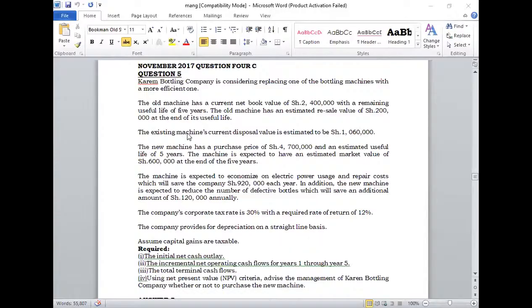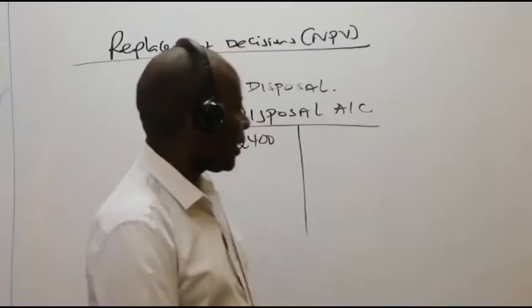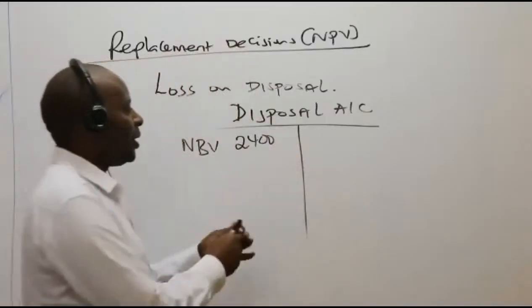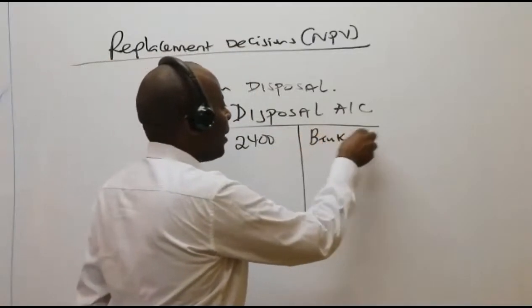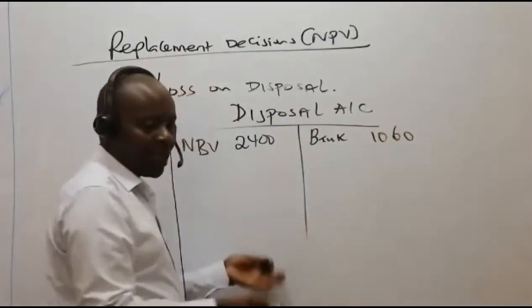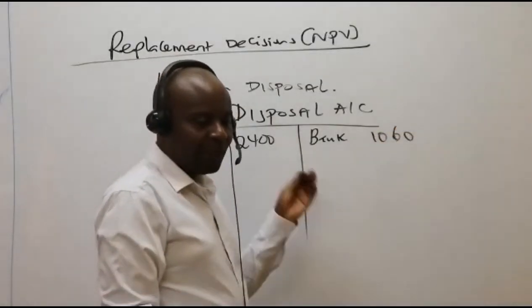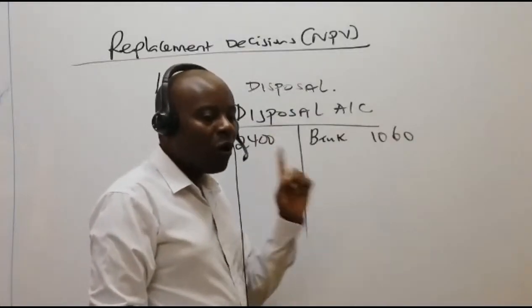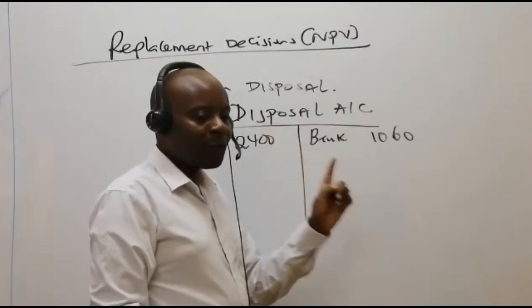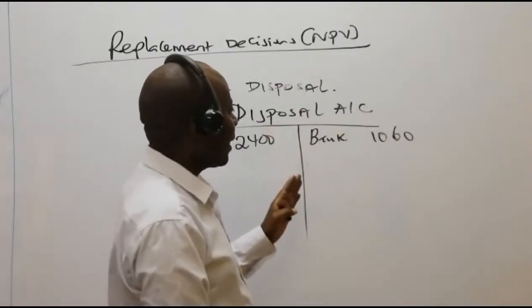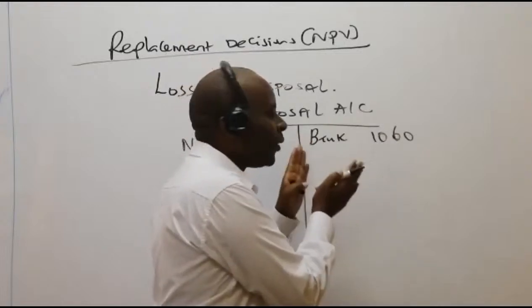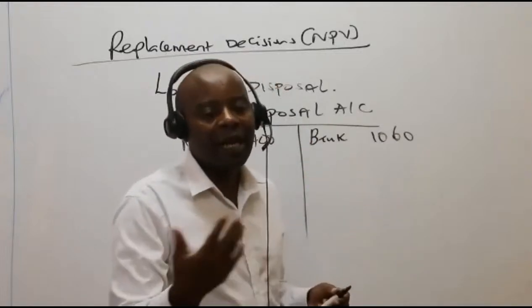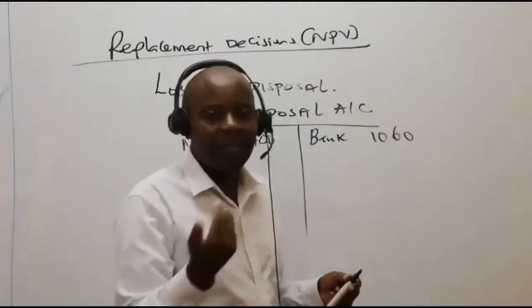ladies and gentlemen, they are telling us the existing machine's current disposal value is 1060. So in this case here, 1060, I debit the bank, I credit here. So we have here bank. So the bank here is 1060. And of course, now the balancing figure will either be a loss on disposal or profit on disposal. Because the balancing figure is coming on the credit side, automatically it becomes a loss on disposal.